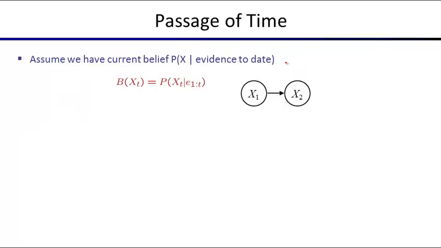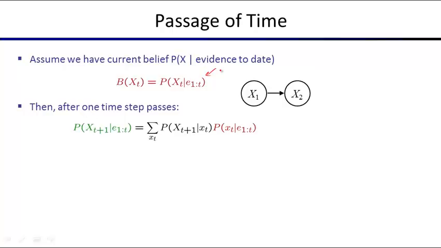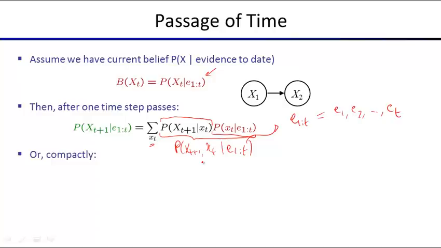Okay, so let's look at this in a little more detail. We have a belief for time t, which by definition is this quantity over here. One time step passes, well, this is the update. Time update says you take the current belief, multiply with the transition model, which connects you to the next time. This together here is P(x_{t+1}, x_t given e_1 through t). This e_1 through t is a shorthand notation for e_1, e_2, and so forth till e_t. And then we're summing out over x_t, which gives us what we have over here, where x_t has disappeared, and we just have x_{t+1}.